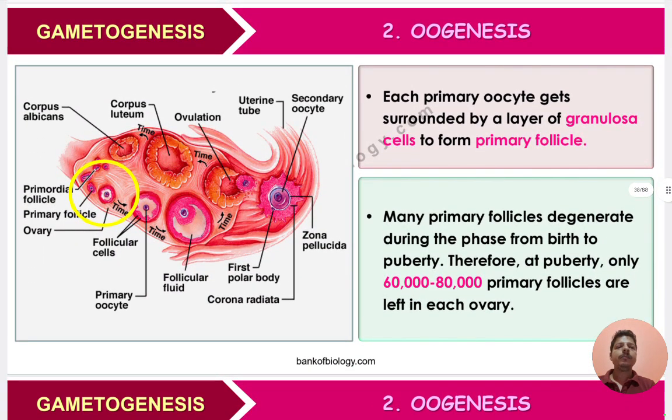Next, each primary oocyte gets surrounded by a layer of granulosa cells to form a primary follicle. Many primary follicles degenerate during the phase from birth to puberty. Therefore, at puberty, only 60,000 to 80,000 primary follicles are left in each ovary.